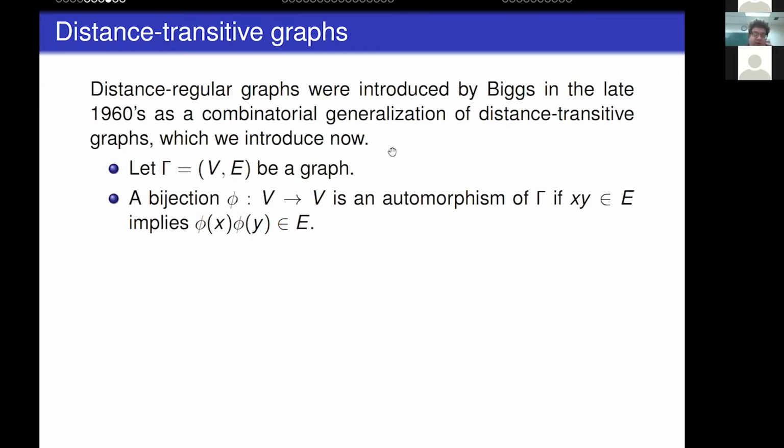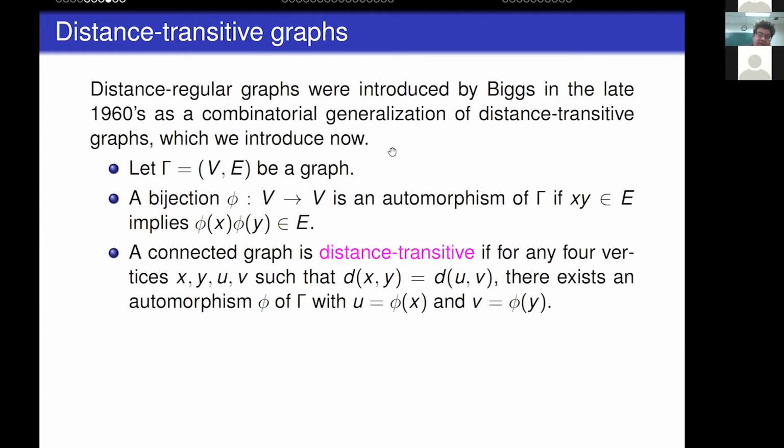So let gamma be a graph. Now an automorphism is a map that maps edges to edges, and a connected graph is distance transitive if for any four vertices x, y, u, and v, such that the distance between x and y equals the distance between u and v, there exists an automorphism phi of gamma such that x is sent to u and y is sent to v simultaneously.